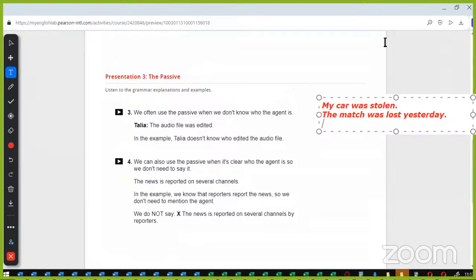The match was lost yesterday. Okay, some sentences don't need to say who the agent really is, depending on the context, right? If we're talking about somebody and somebody did something, we could use the passive without mentioning that person. Normally, we don't really use the agent, to be honest with you. In passive, we don't really use the agent, okay?